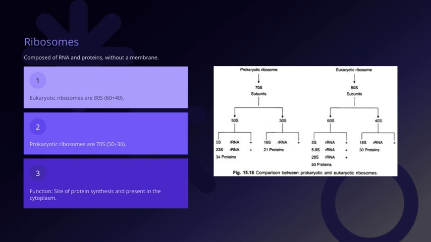Eukaryotic ribosomes, on the other hand, are slightly larger, classified as 80S, consisting of a 60S large subunit and a 40S small subunit. The differences in ribosome size and structure are important because they relate to how these cells produce proteins and how antibiotics can target bacterial ribosomes specifically.